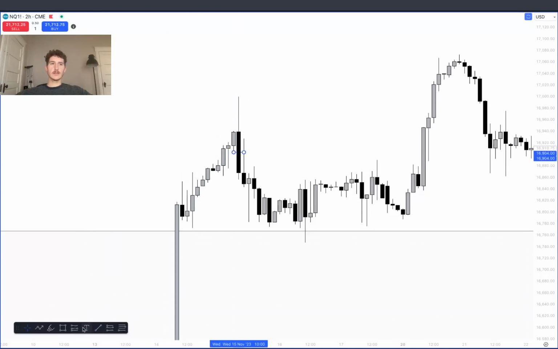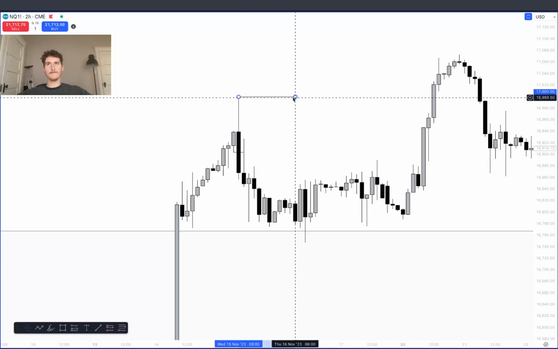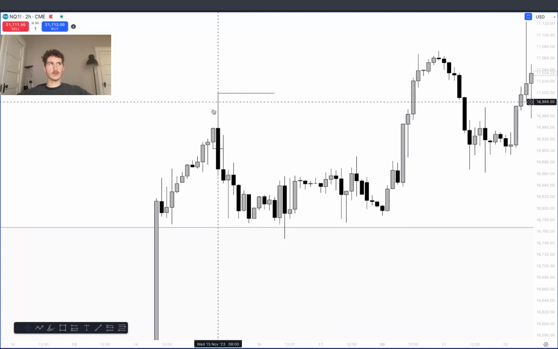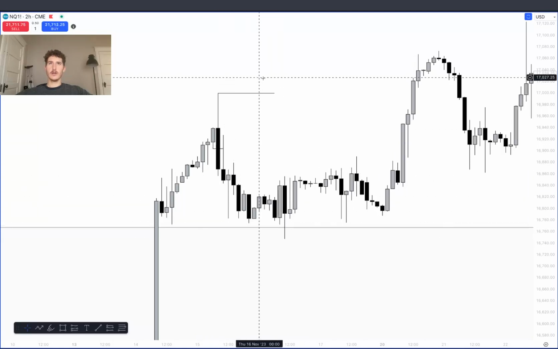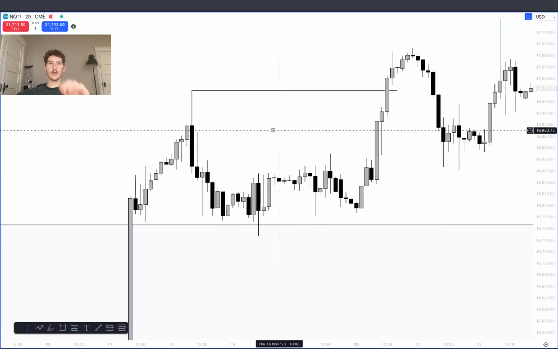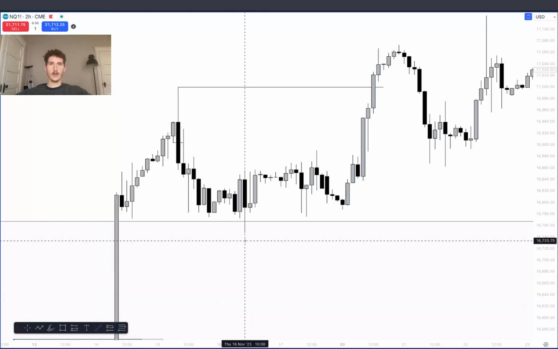Once we close below this, that validates a pullback. That makes it an external high. This is a structural external high, meaning anything that happens after the lowest point that the price travels to before going and crossing above this becomes our structural low, and that is this.